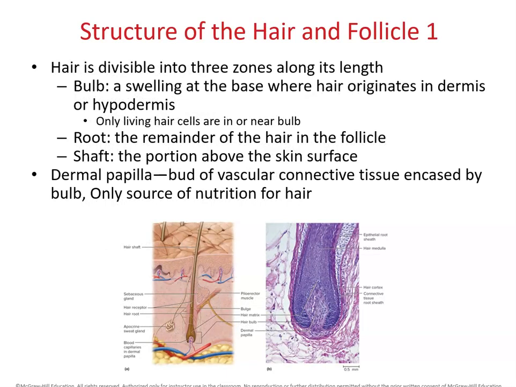We can divide hair into 3 zones. So if we're looking at the hair follicle from the side, we can see the bulb. Okay, so this is where the hair originates. We have the bulb. And then we have the roots, which is the remainder of the hair in the follicle. And then we have the shaft above the skin surface. The nutrient supply for the hair is the dermal papilla.